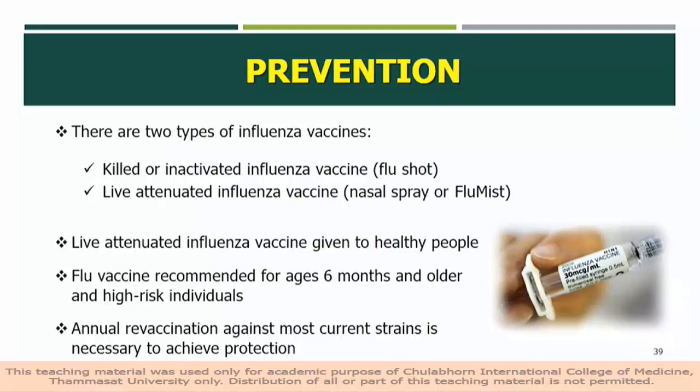Live attenuated influenza vaccine is suggested for healthy people, but it is not recommended for use in unhealthy people like immunocompromised persons, because this live attenuated influenza vaccine contains the virus and it may cause the disease in immunocompromised patients. Flu vaccine is recommended for age 6 months and older and high-risk individuals.